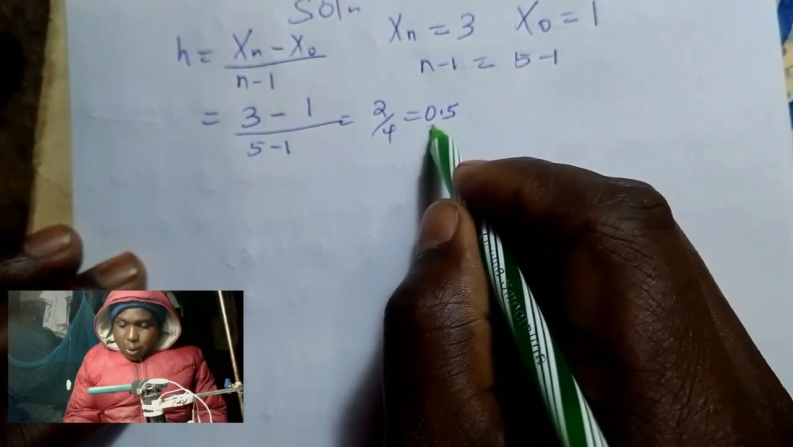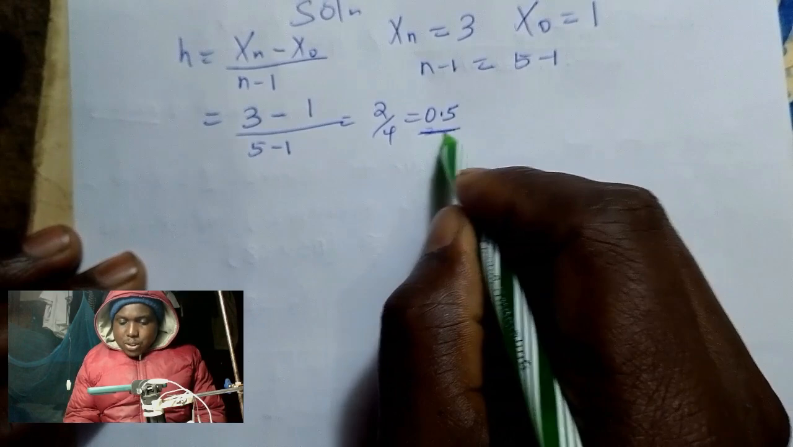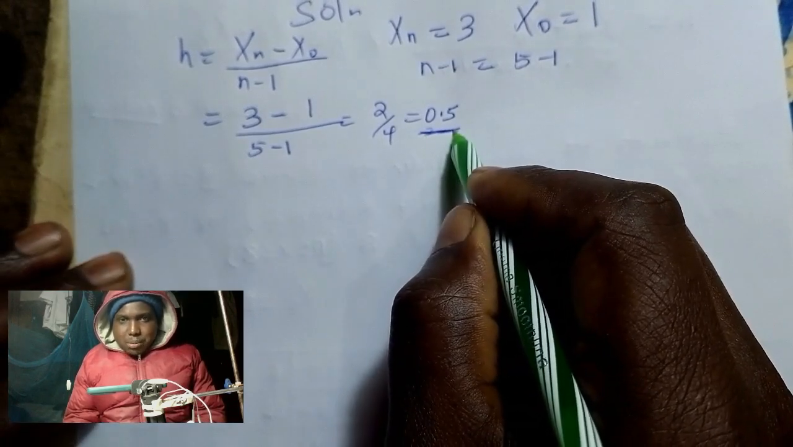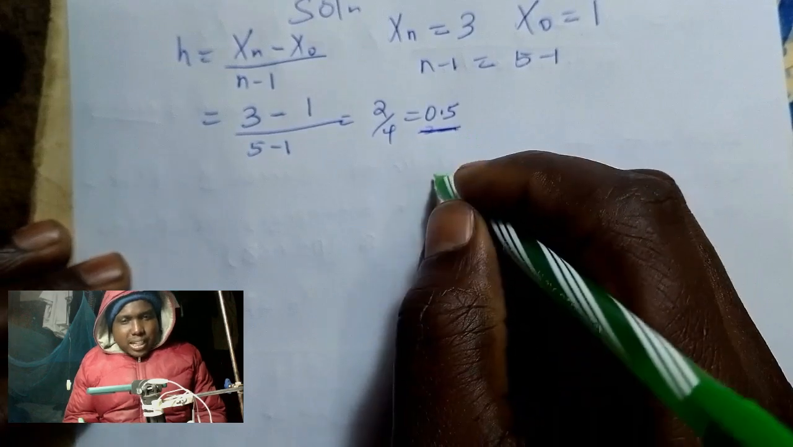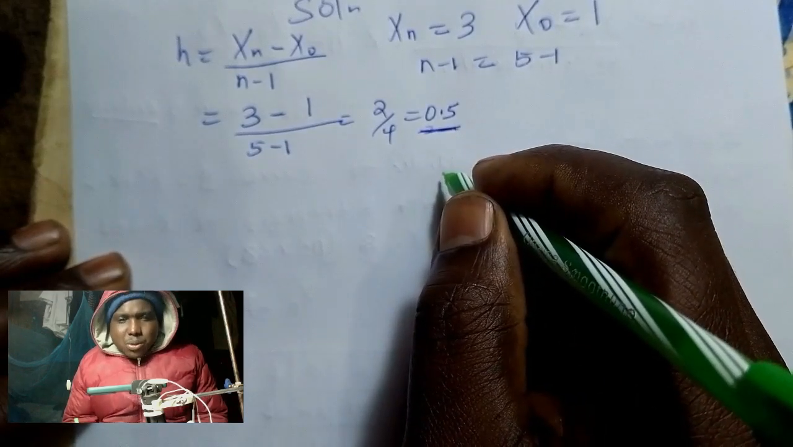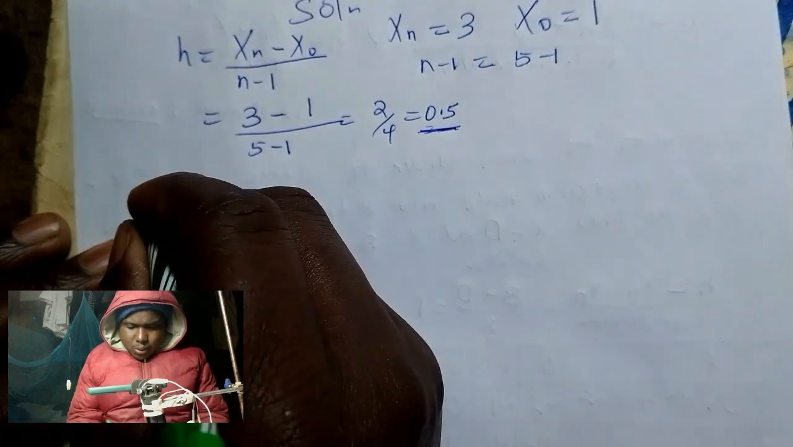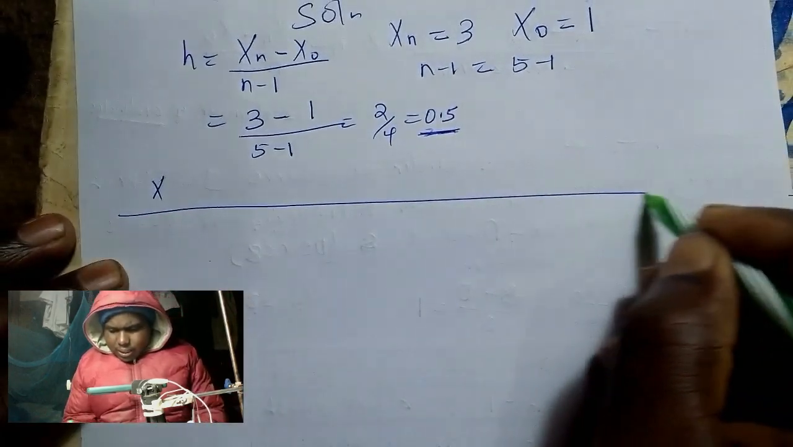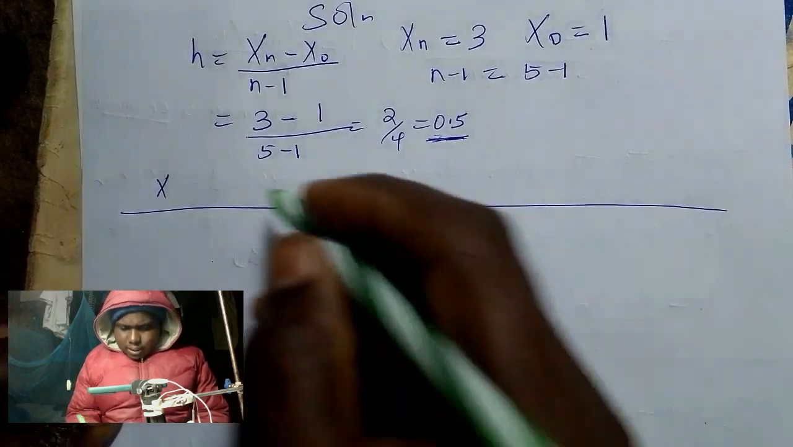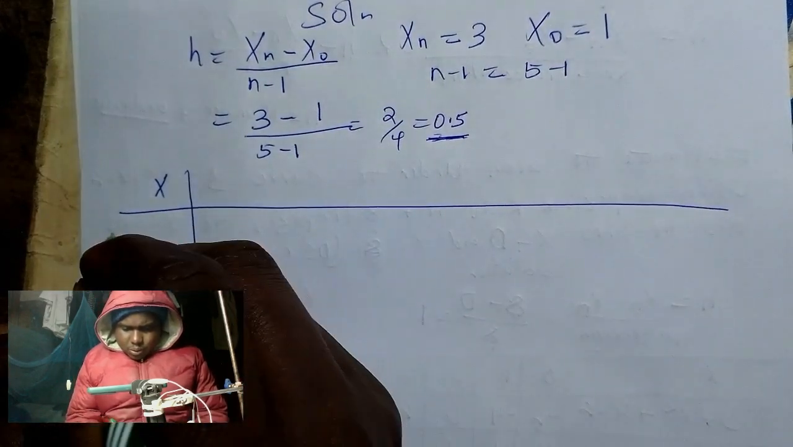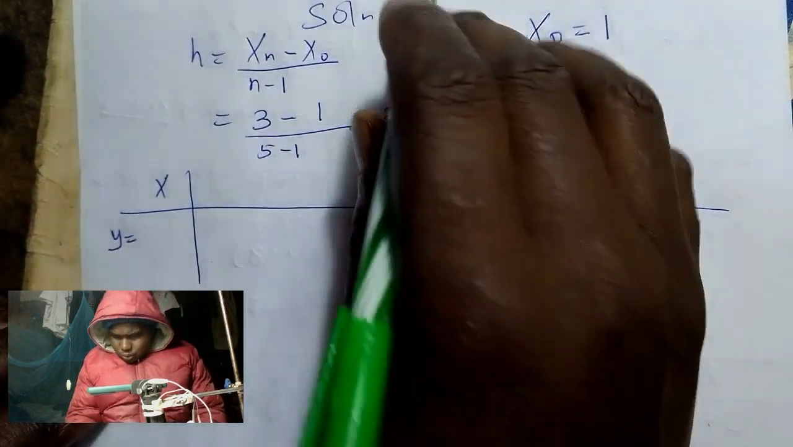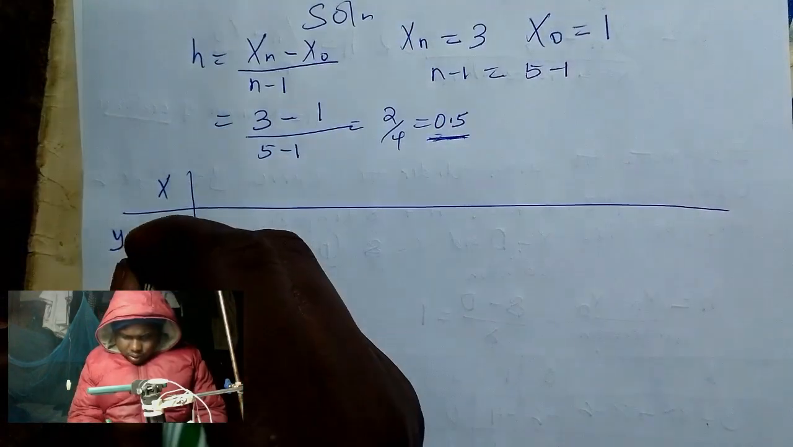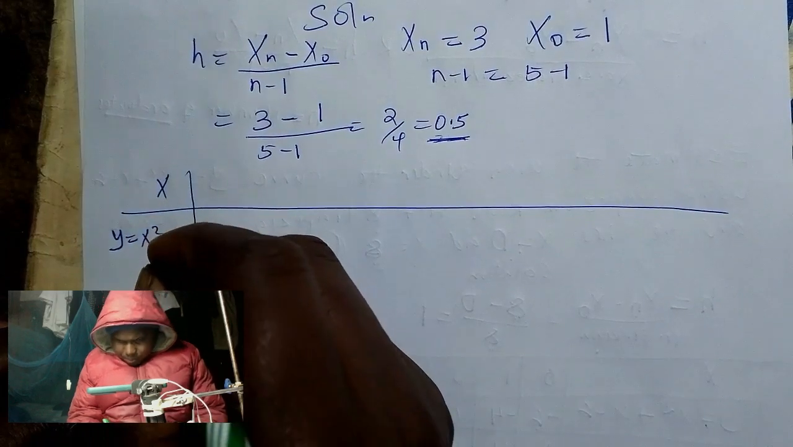Now, this is our width and this is our h, which is going to guide us on how to draw the table. h is important because it guides how to draw the table. So the first thing you're going to calculate is h. So x, y is equal to x squared plus 4.